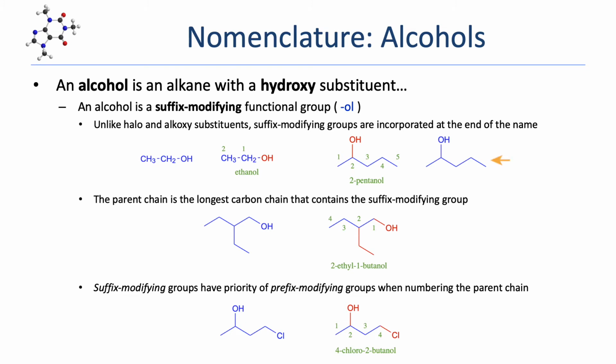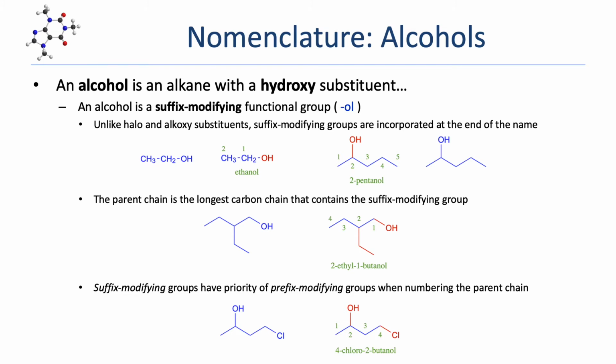Look at the second example. Again, find the parent chain, and it's a 5-carbon chain. We number the parent chain, starting from the end that is closer to that functionality, in this case going left to right. And that means that we have the OH group, the alcohol, on 2. So a 5-carbon chain is pentane. We have 2-pentanol. Notice that the locant for the actual substituent, the hydroxy group, the ol, is actually placed before the parent name. It's not really placed in front of the whole name, it's just placed in front of the parent name.